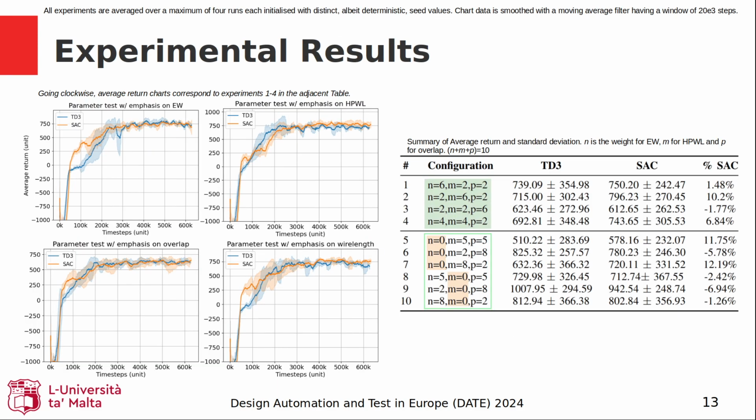Looking at the experiments, we conducted two sets of experiments. The first four configurations in the table on the right consider all elements in the reward signal, each emphasizing a particular term. The corresponding average return charts for these configurations are shown on the left of the slide. The remaining 6 configurations, 5 through 10, are ablation experiments, where we either eliminate the Euclidean wire length by setting n equals to 0, or the half-parameter wire length by setting m equals to 0.